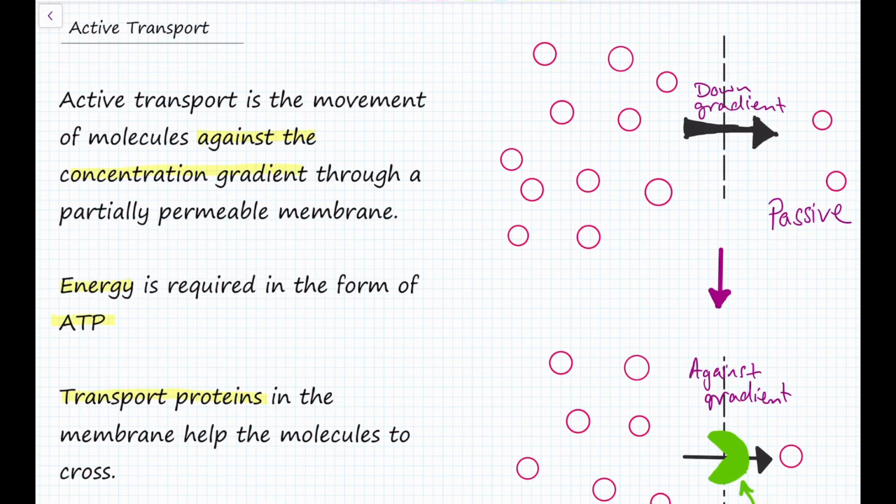So, in summary, during active transport, molecules are moved against a concentration gradient from low to high concentration using energy in the form of ATP and transport proteins in the membrane.